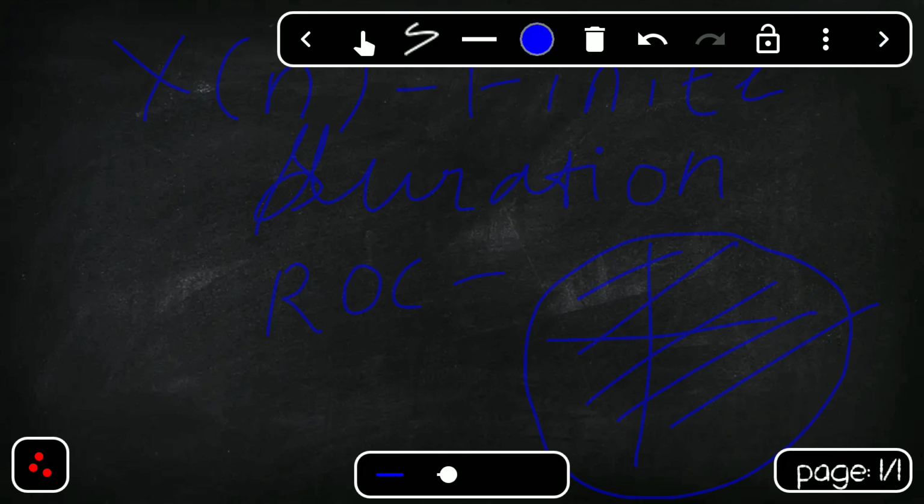Now coming on to if your x of n is a right sided sequence. If your x of n is a right sided sequence, here the ROC, that is the region of convergence, is outside the circle. Outside the circle in the sense that whatever circle you draw, you are going to draw the region of convergence outside that particular circle.